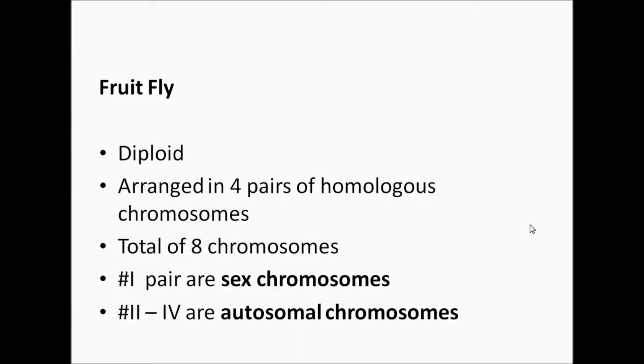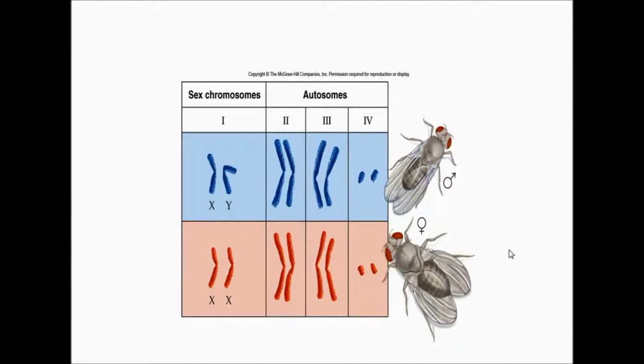So we talked about humans a bit. Let's move over to fruit flies for a second. Why do we use fruit flies? Man, they have huge chromosomes and only 4 pairs instead of 23, right? Of those 4 pairs, 1 is the sex chromosomes, and 2 through 4 are the body or autosomal chromosomes. Here you see the picture. Once again, X is bigger, Y is smaller.